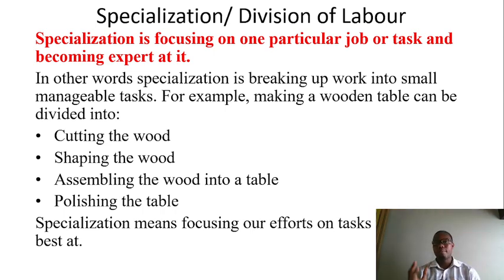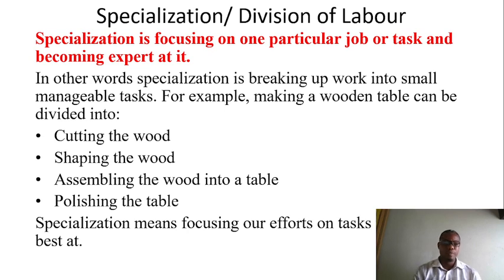So for example, you're making a wooden table, right? It can be divided into cutting the wood, shaping the wood, assembling the wood into a table, polishing the table, right? So what you would do is you would have persons to cut the wood. So that would be their job all day, cut the wood. Then you have another group of people who will be responsible for shaping the wood.